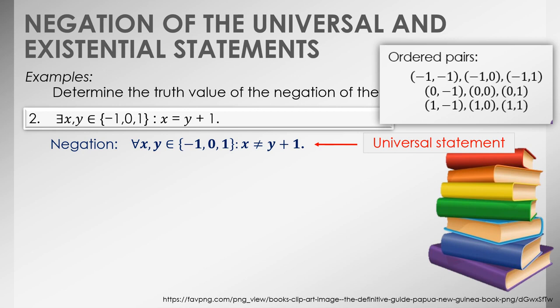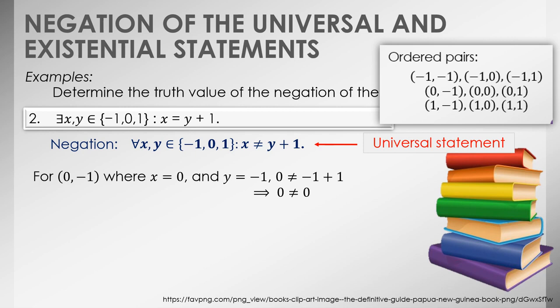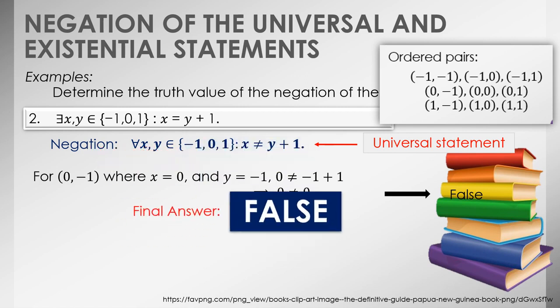This time, we will make use of the ordered pair (0, -1). Note that by means of substitution, we have this. Observing the resulting statement, clearly it is a false statement. Thus, since we failed to show that the negation of the given statement is true for every ordered pair, the truth value is false.